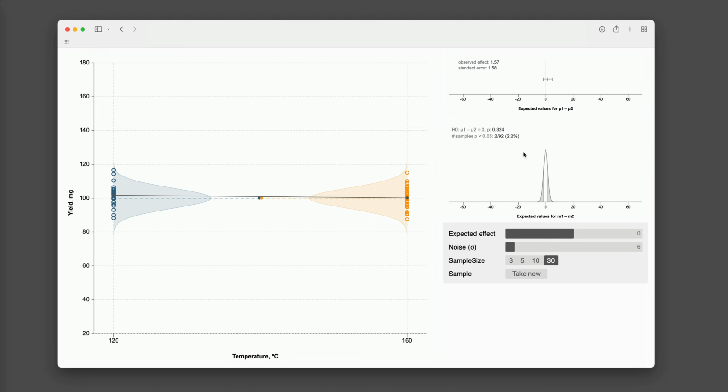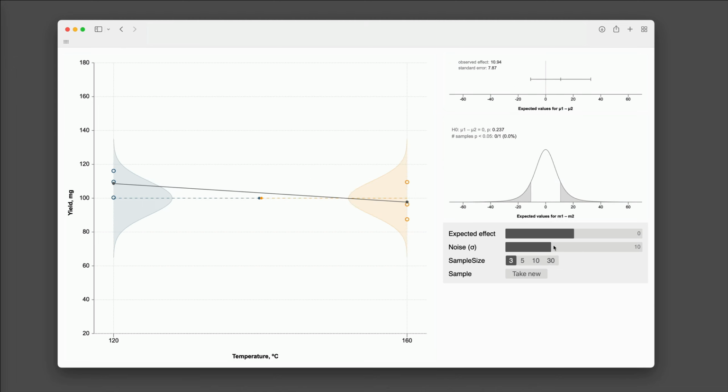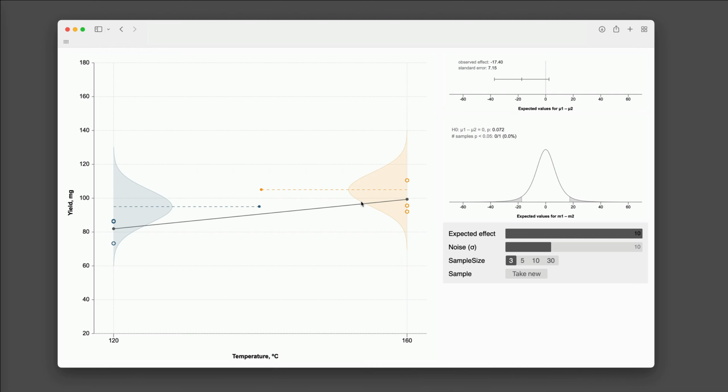Now, what happens if you indeed have an effect, right? So let me get back to sample size 3, and then the noise will be, for example, 10 again. And then I will make an effect. For example, I will make an effect of 10. The difference between the population means is 10. It's one standard deviation if we talk about one single population. So in this case, the null hypothesis is wrong. It means that we have an effect, right?